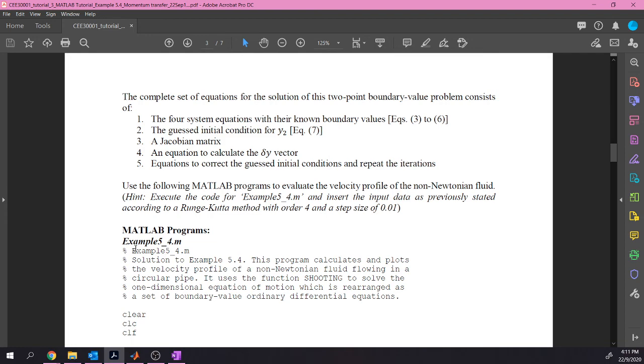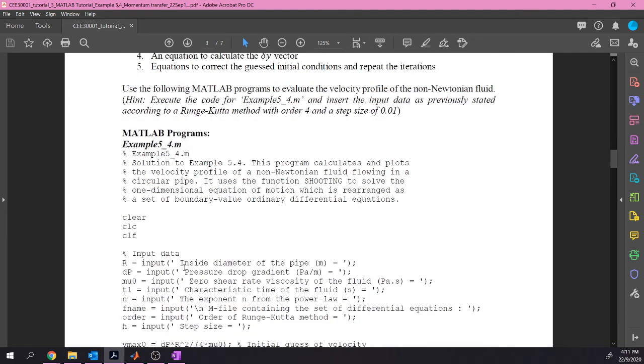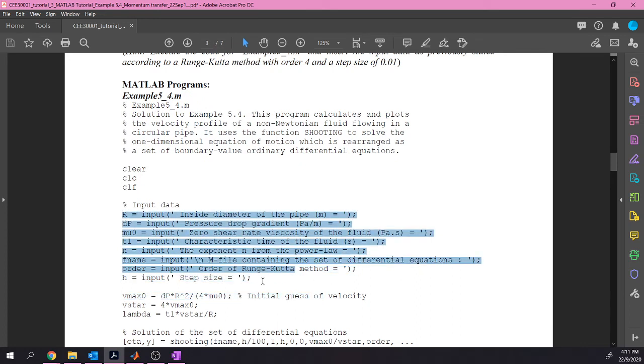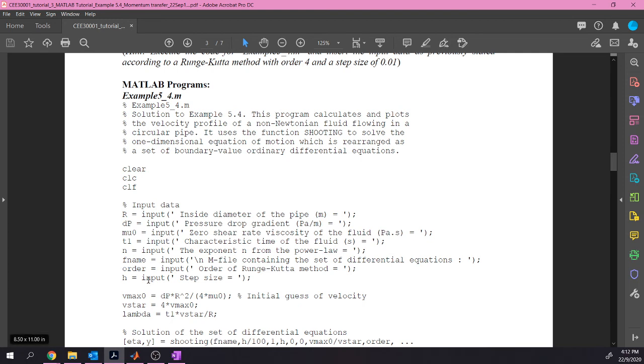Okay, so we'll look through the MATLAB programs for this example. So this is the input data that we want to put in when we run our MATLAB function later on. R is an input. When we calculate, we want to put in the R value, which is the inside diameter of the pipe in meters. Then dP, the pressure drop gradient, the zero shear rate viscosity, the characteristic time, the exponent n from the power law, and the M file containing the set of differential equations. This one we'll explain later. And the order of the Runge-Kutta method that we want to use, as well as the step size.